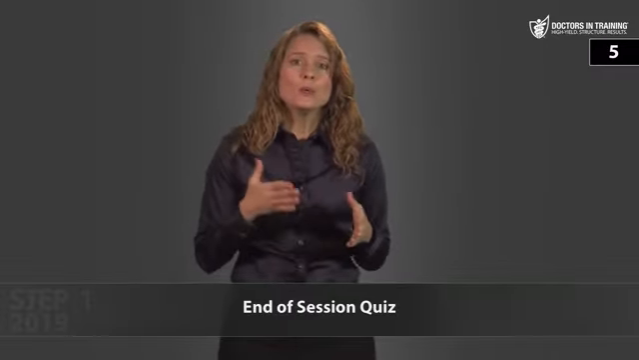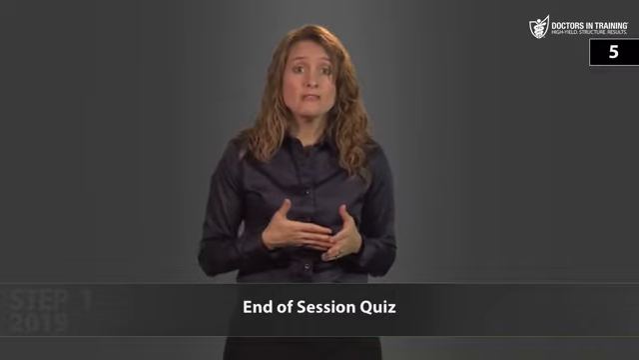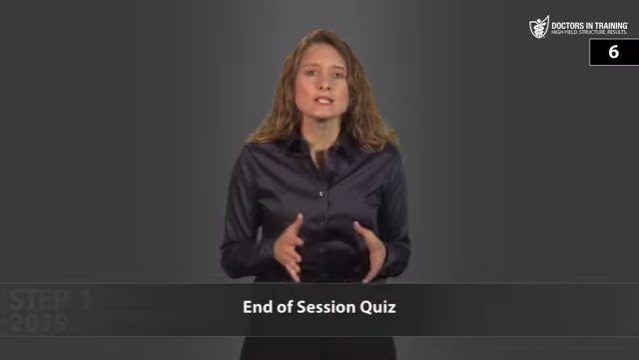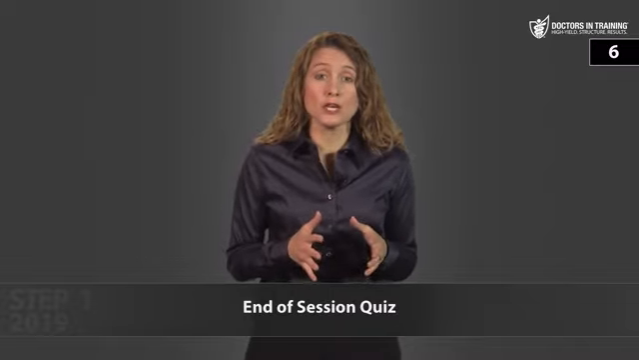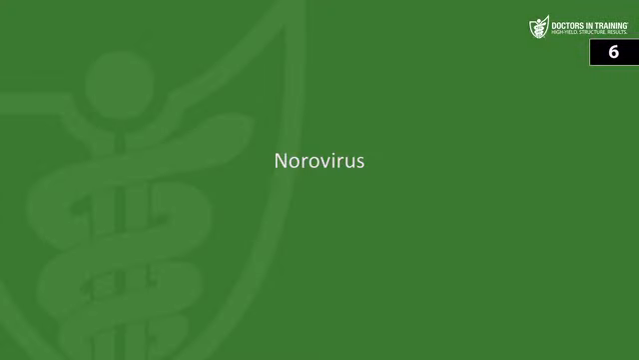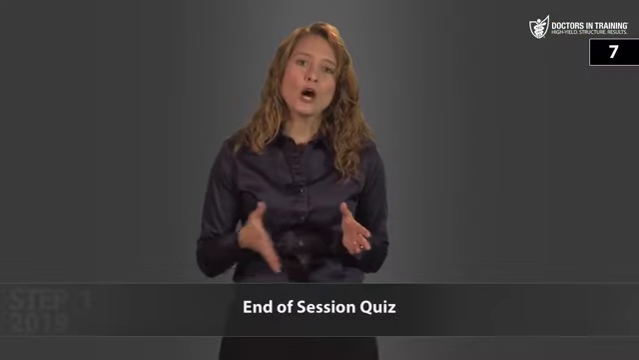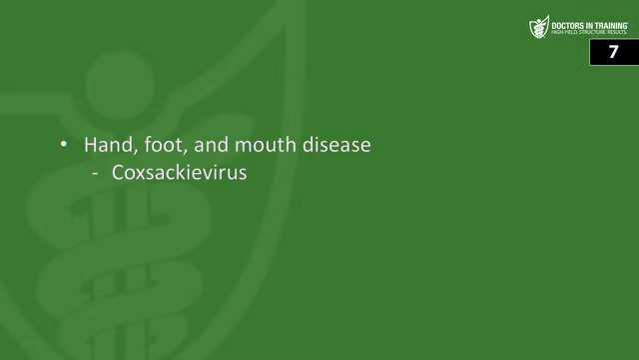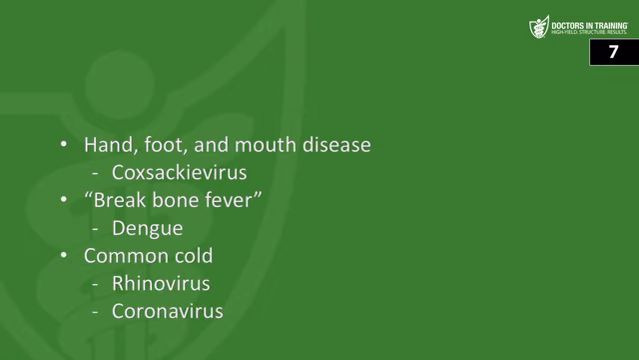First question. What is the number one cause of fatal infantile gastroenteritis? That's rotavirus. Next, what virus is commonly associated with outbreaks of gastroenteritis on cruise ships? Norovirus. Next, which RNA virus matches each of the following statements? The cause of hand, foot, and mouth disease is Coxsackie virus. Breakbone fever is dengue. Common colds, that can be rhinovirus, which is the most common cause. The second most common cause is coronavirus.